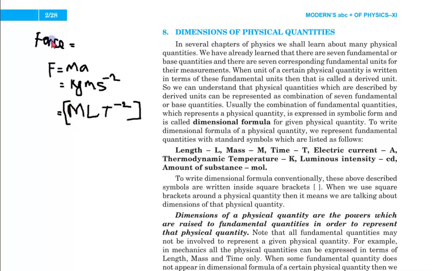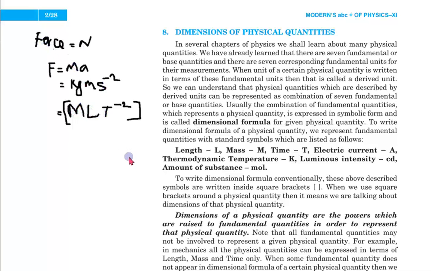That means force is composed of mass, length, where length may be height, depth, width, or distance or displacement, and time. These three quantities constitute a force, or let me say Newton. That is the dimensions of force.